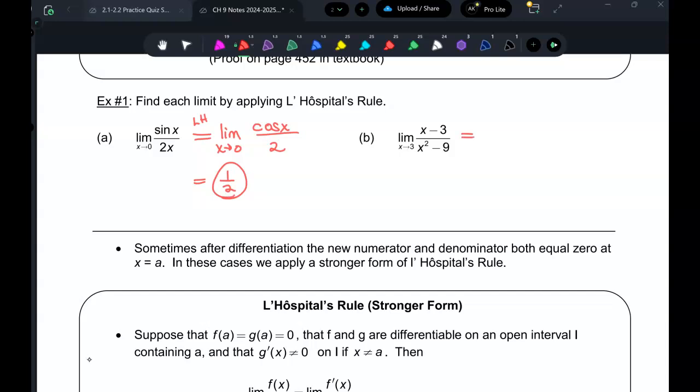Now, with part B, obviously we can also do this algebraically, but some people think it's easier to just do L'Hopital's rule because we'll just get 1 over 2x, which gives 1/6.